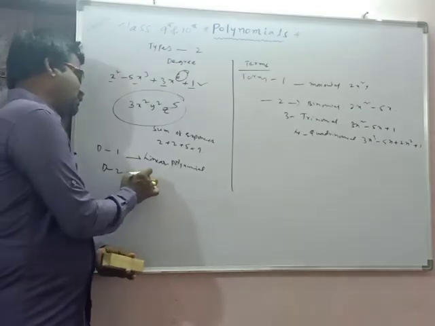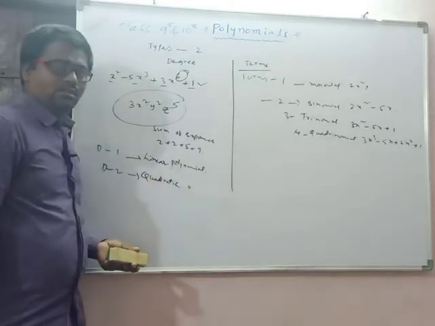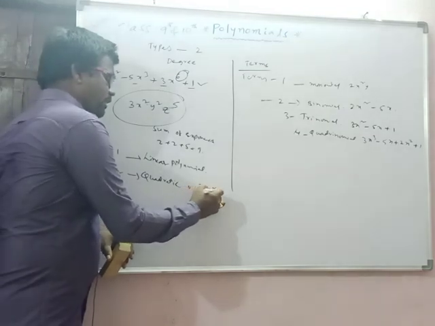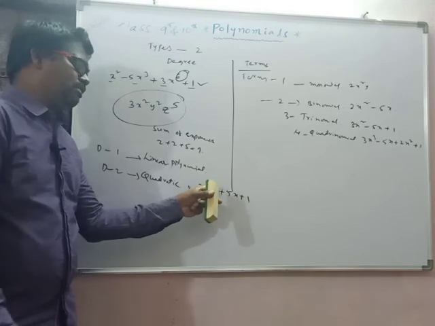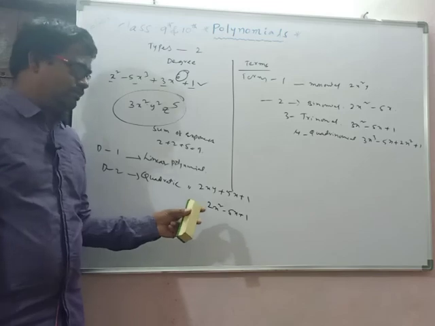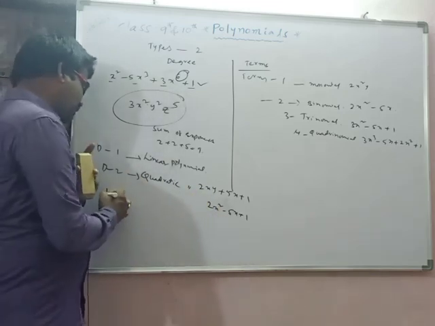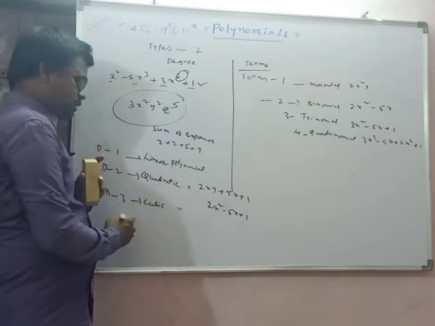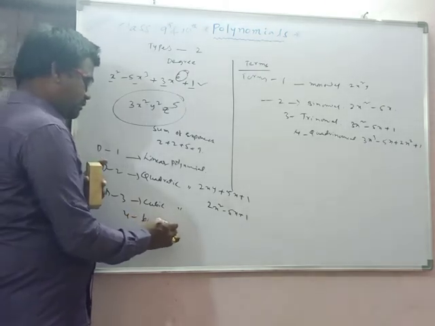Degree 2 means that is a quadratic polynomial, means whatever, that is 2xy or 5x plus 1. Here x power 1, y power 1. Or nothing but 2x square minus 5x plus 1. Degree should be 2. That is a quadratic. Degree 3 means cubic polynomial. Degree 4 means biquadratic polynomial.